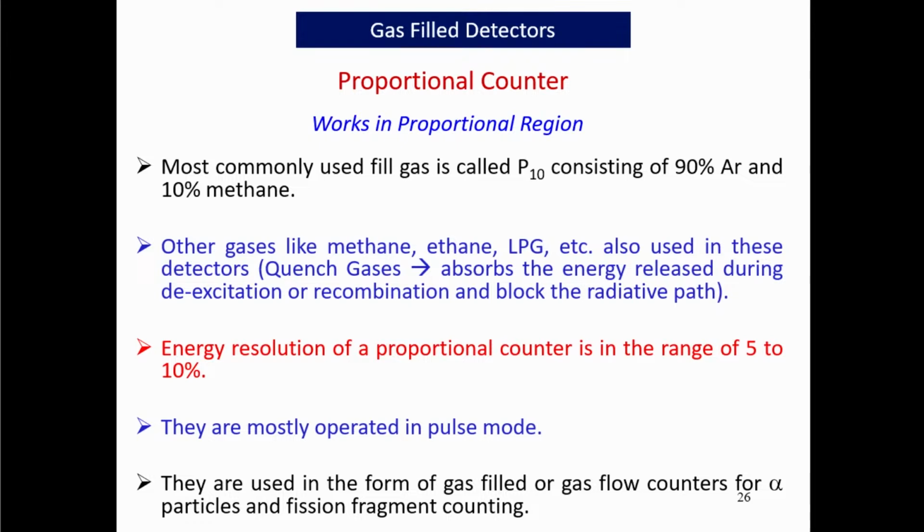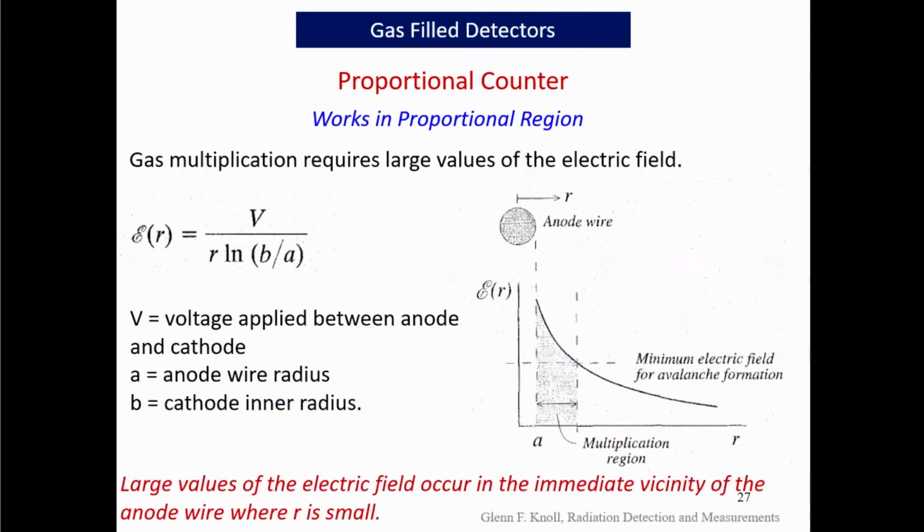They are mostly operated in pulse mode. They are used in the form of gas-filled or gas-flow counters for alpha particle and fission fragment counting. Now I will discuss in a little more detail. Suppose electrons are collected on the anode wire, which has a radius of a, and let us look at how the electric field generated around the anode wire behaves.